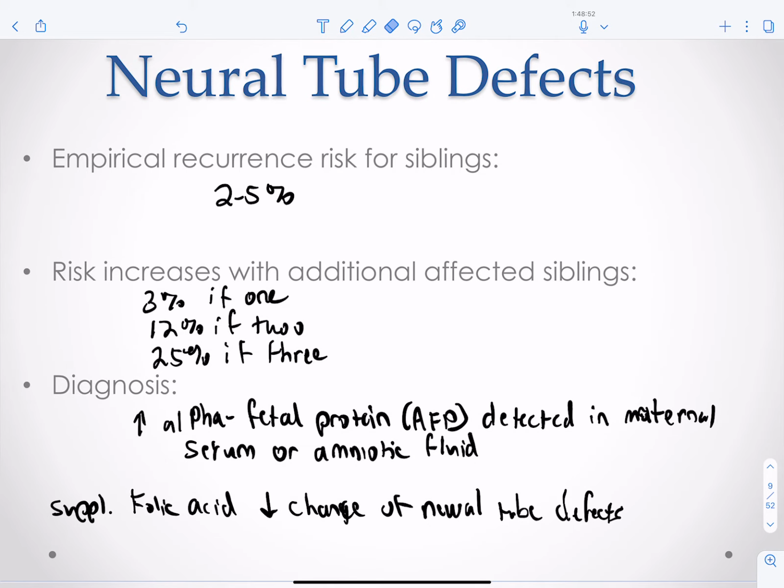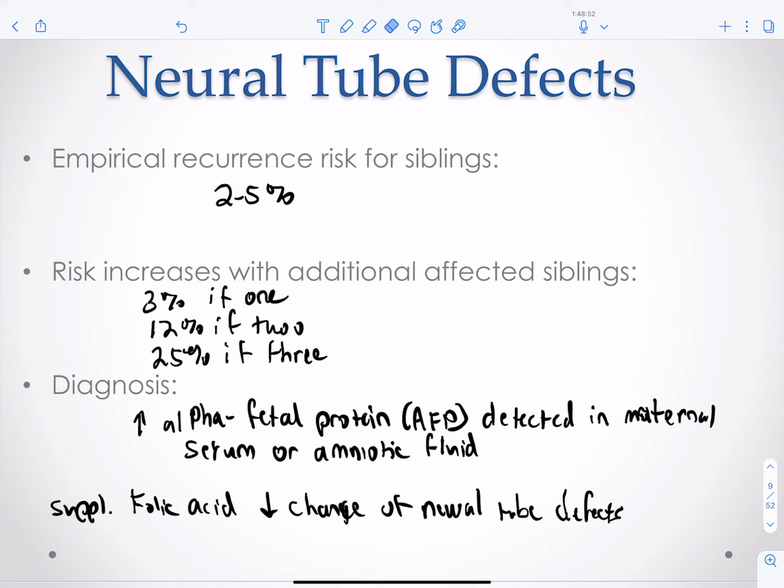Now, the empirical risk for siblings, again, first degree, is about 2 to 5%. However, if you have additional affected siblings, you're going to increase your recurrence risk. So about 3% if you have one sibling born with neural tube defects, and that jumps to 12% if 2 and 25% if 3. So it jumps very dramatically the more you have.